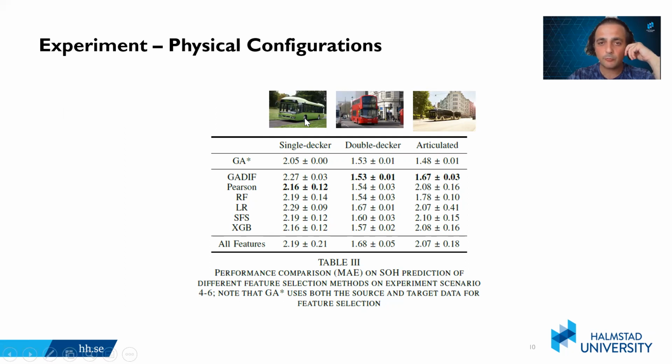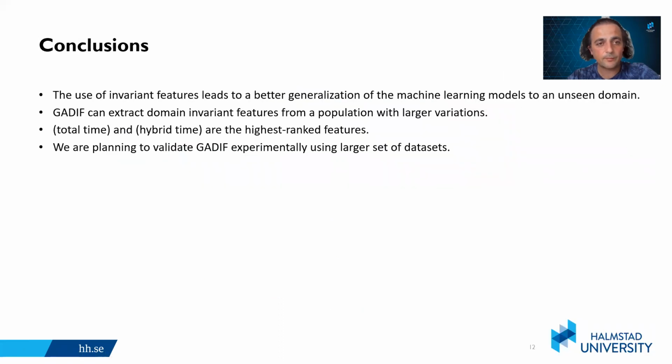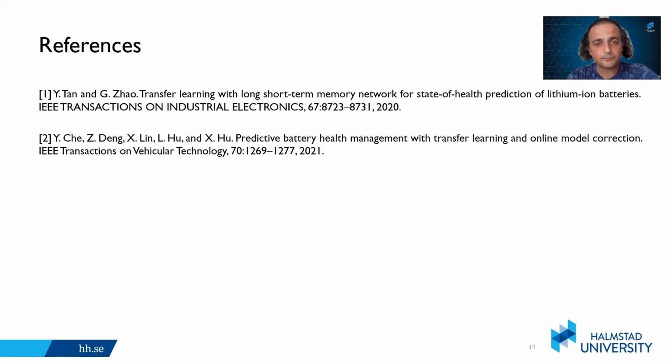So the intuition here is that you need some variety in the source domains in order to achieve the best results with this approach. Total time and hybrid time are the 2 highest ranked features that we have identified in this work. And we are planning in the future to validate this approach, this evolutionary approach, with more data sets to see how general this approach can be.